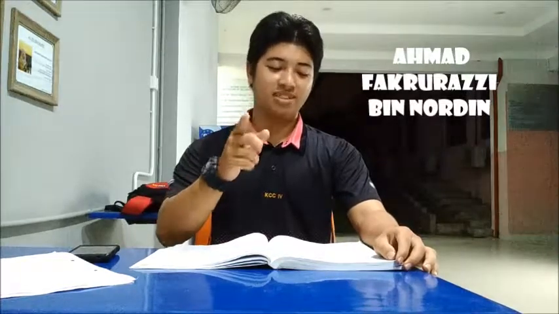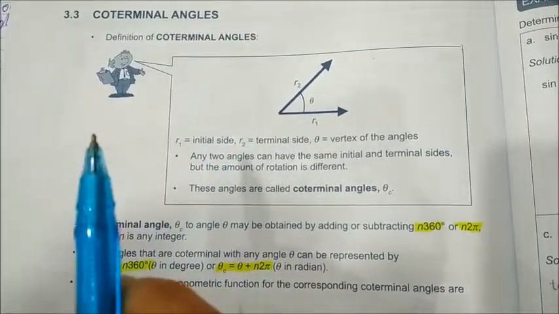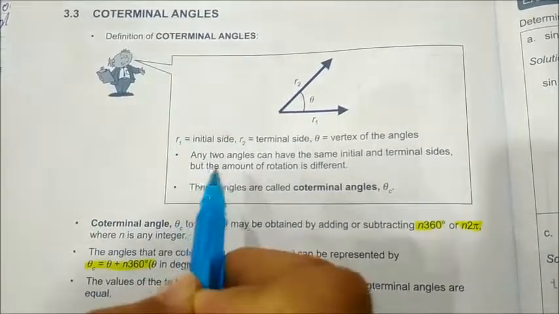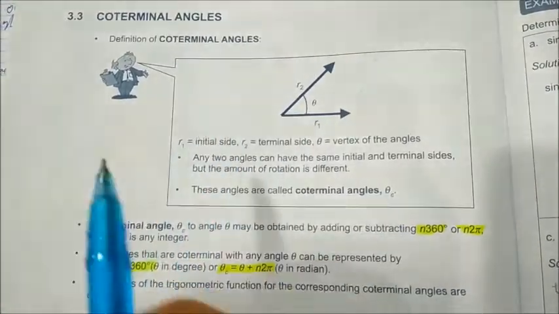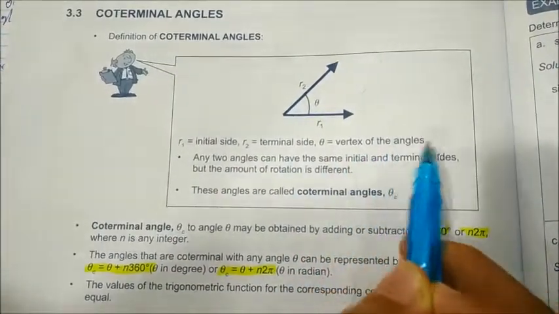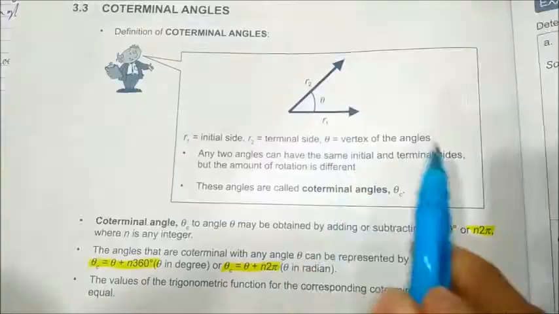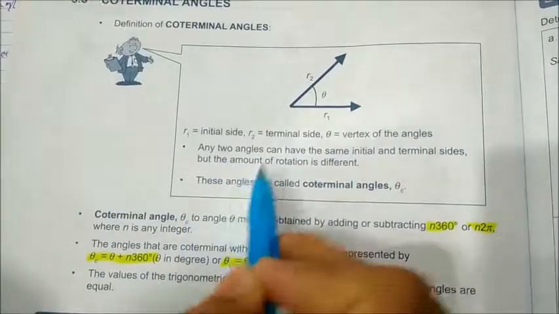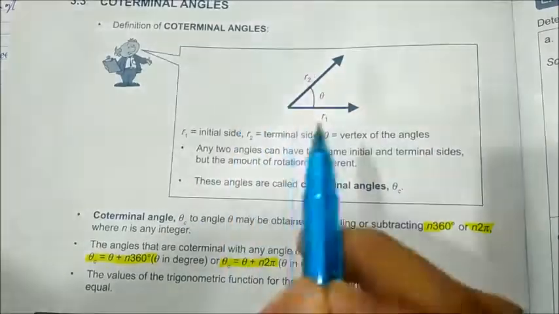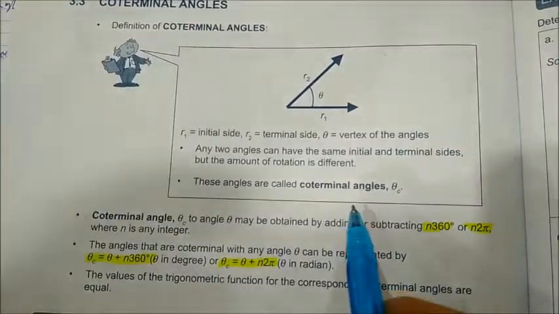Assalamualaikum to everybody watching this video. I'm Ahmad Trigonometry, and I'm going to talk about coterminal angles. Coterminal angles consist of R1 and R2, where R1 is the initial side and R2 is the terminal side. And the point between R1 and R2, we call the vertex of the angle. Any two angles can have the same initial and terminal sides, but the amount of rotation is different. These angles are called coterminal angles.